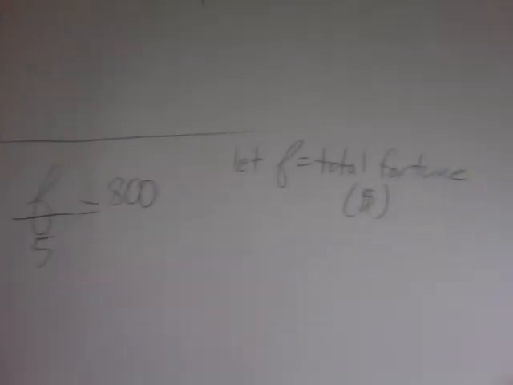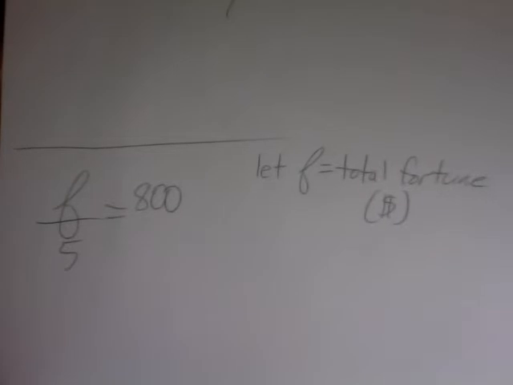So F, he divided that total fortune by 5 people, and each one as a result got $800. So F divided by 5 equals $800. Beautiful, isn't it? So now F divided by 5 gives us 800. What's the opposite of dividing it by 5? Once again, performing the opposite operation. The opposite of dividing by 5 is multiplying by 5. That's right. You make me so proud.